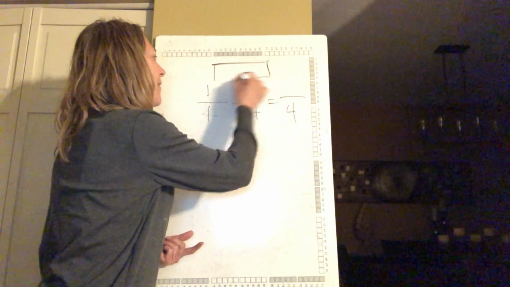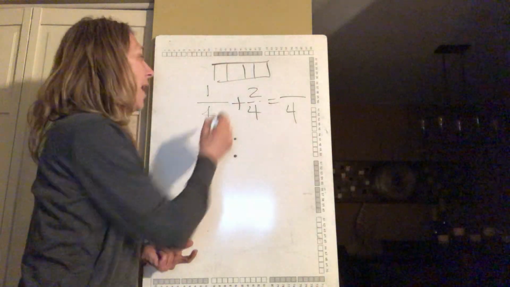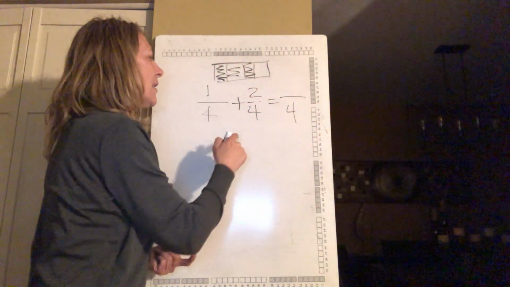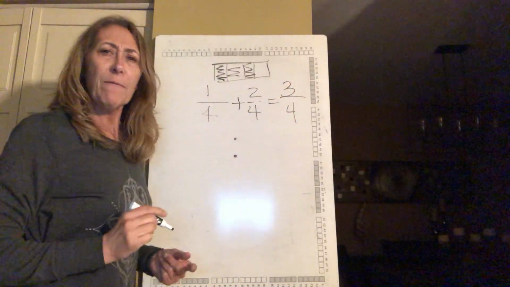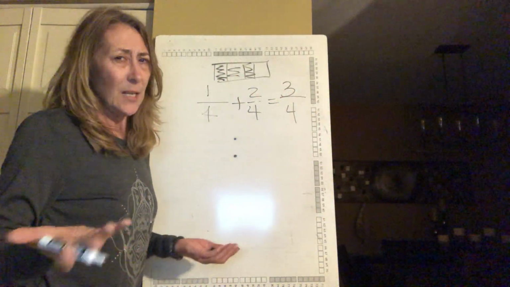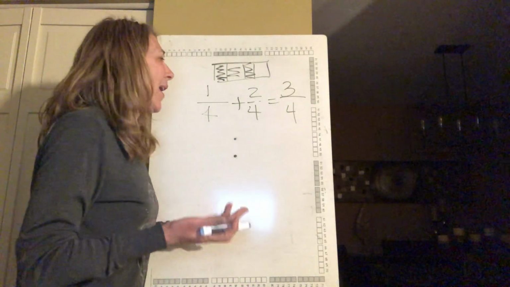So if I were to draw that as a picture, 4 equal parts in the whole, I have one of them, and I add 2 more. So I end up with 3/4, or 3 of the 4 pieces. Easy enough. And the same thing works with subtraction.